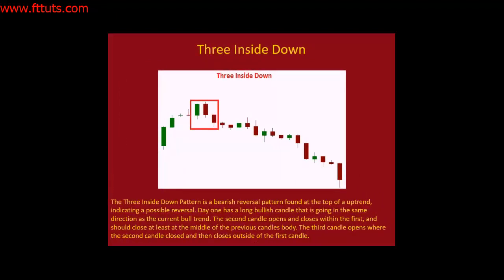3 inside down. The 3 inside down pattern is a bearish reversal pattern found at the top of an uptrend, indicating a possible reversal. Day 1 has a long bullish candle that is going in the same direction as the current bull trend. The second candle opens and closes within the first, and should close at least at the middle of the previous candle's body. The third candle opens where the second candle closed and then closes outside of the first candle.